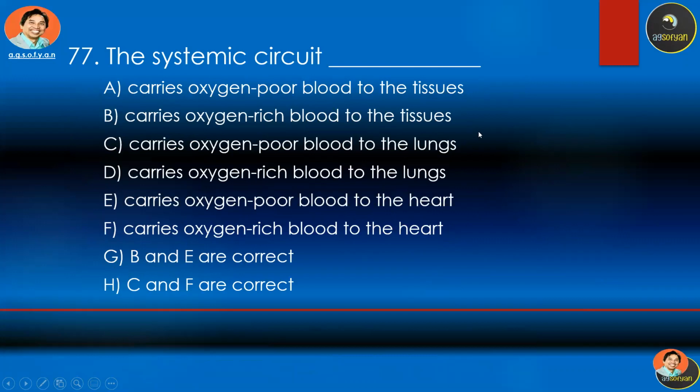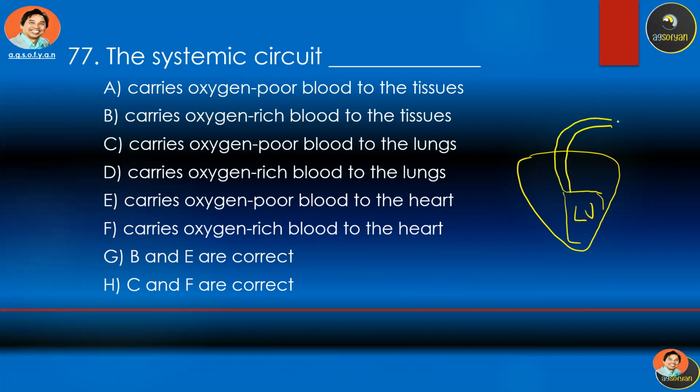The systemic circuit: A, B, C, D, E, F, G, or H. So choose your answer. Okay, so remember, the systemic circuit starts from the left ventricle, right? The left ventricle pumps the blood to the aorta. And this aorta will carry oxygen-rich blood, the blood that has a lot of oxygen, to our tissue.